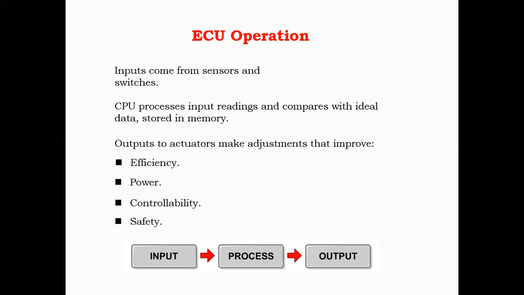ECU operation: inputs come from sensors and switches. The CPU processes the input readings and compares them with the ideal data stored in memory. Outputs to actuators make adjustments that improve efficiency, power, controllability, and safety.